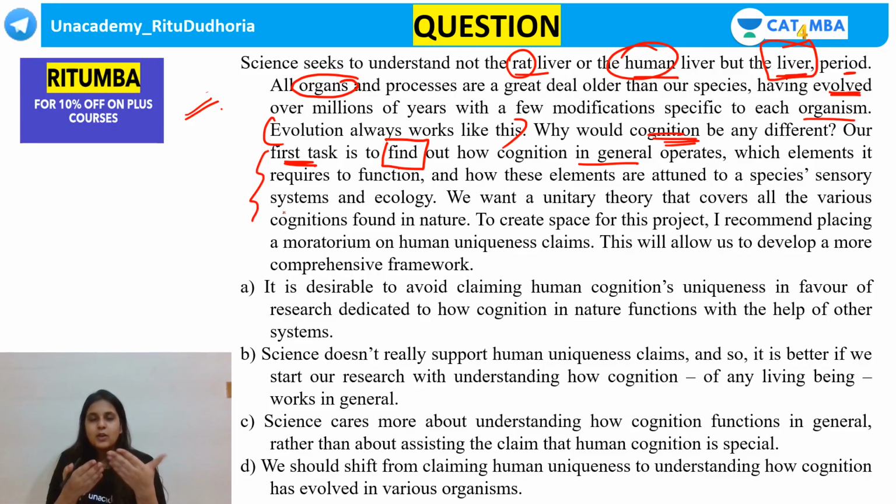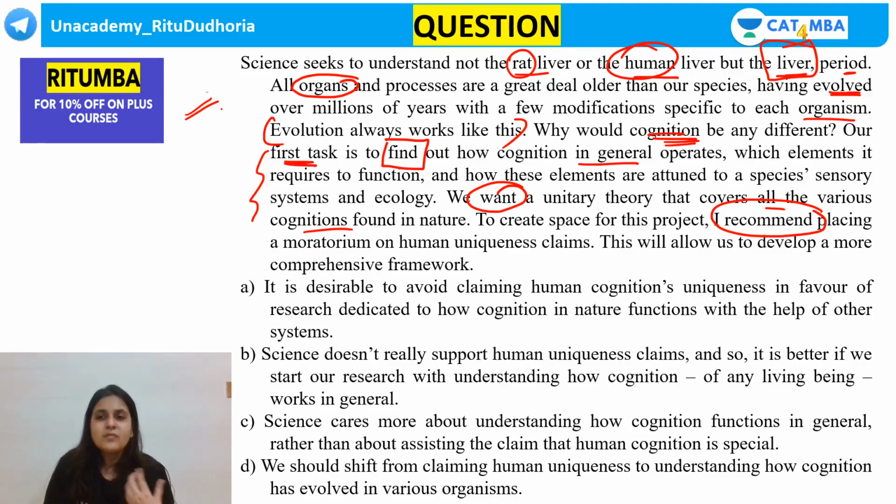So the author is sort of laying out a plan. We want a unitary theory that covers all the various cognitions, all. To create space for this project, I recommend, the author's tone is coming out really clearly. It's very opinionated. He says, we want, this is what we require, this is what I suggest, this is what I recommend, this is what we should do. A moratorium. Moratorium is basically a pause on human uniqueness claims. So let's stop claiming humans are unique and let's understand all the various cognitions which are found in nature. This will allow us to develop a more comprehensive framework.